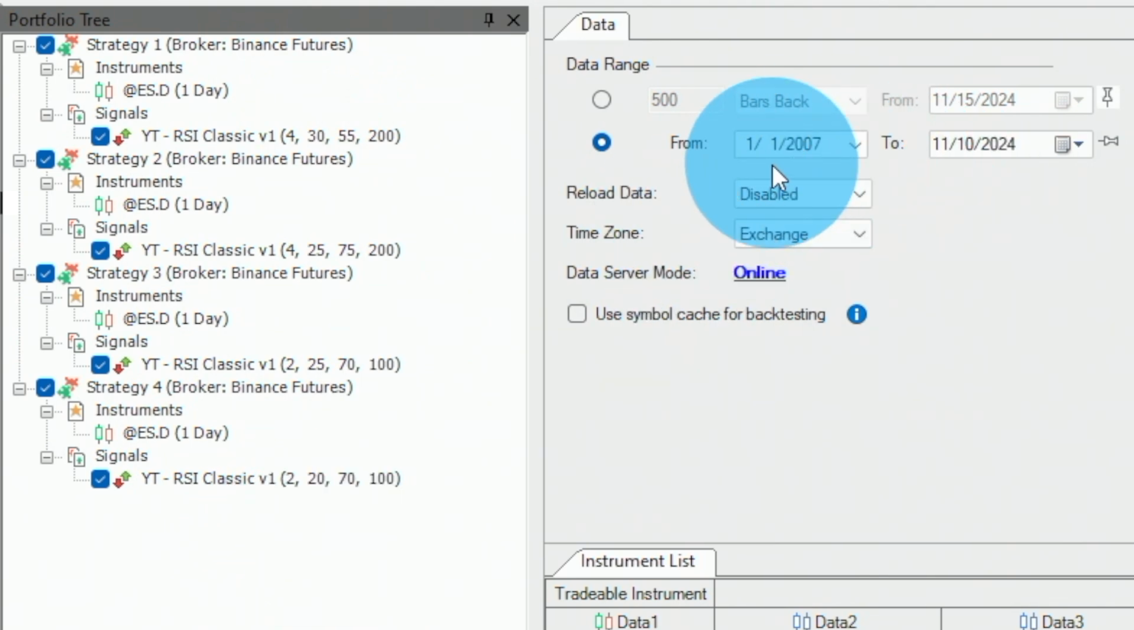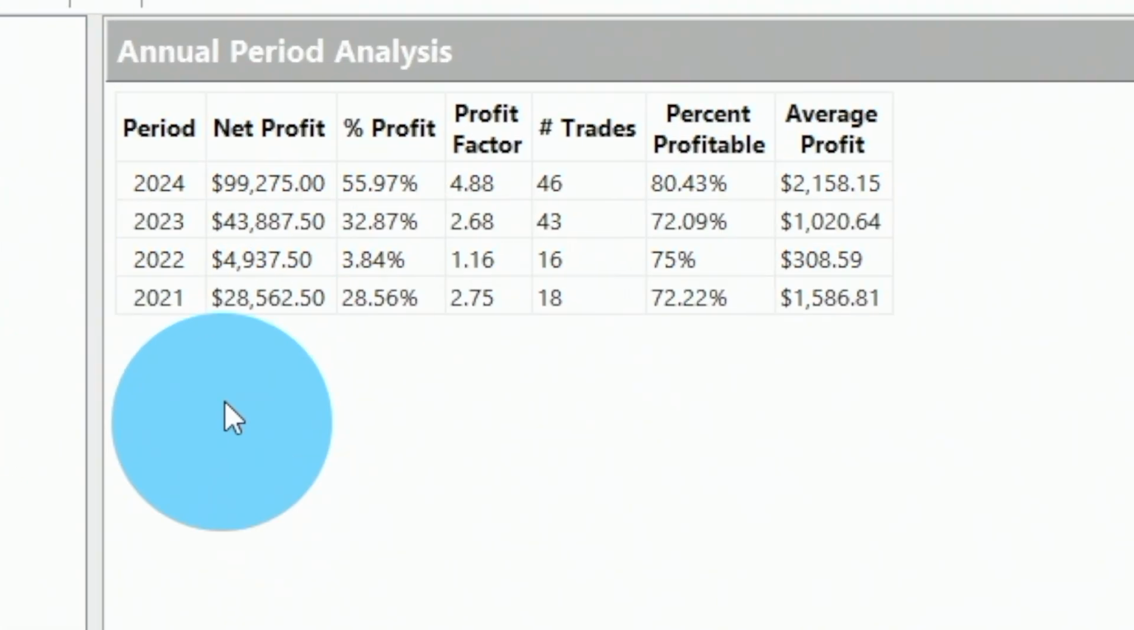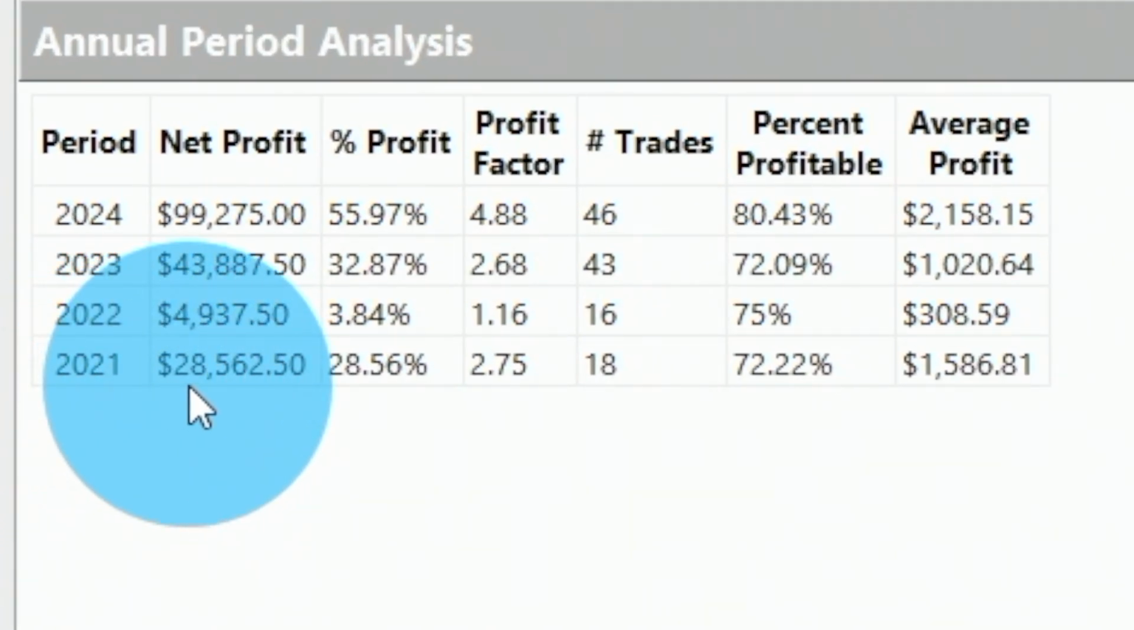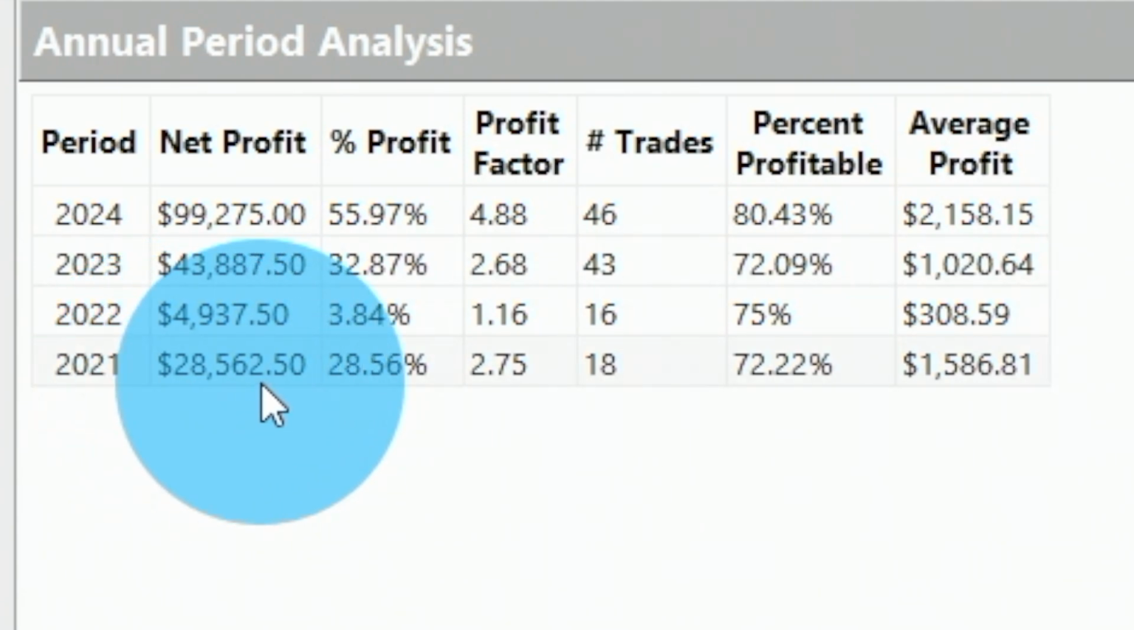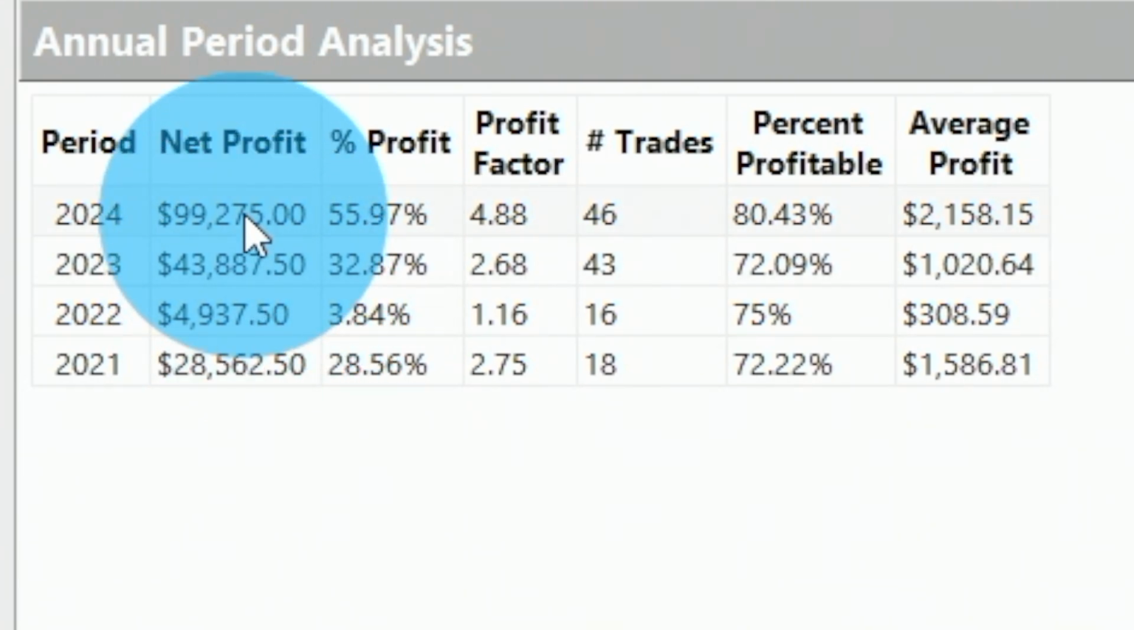Now we are going to backtest since 2007, but in the code I put the execution since September 1st, 2021. And this is our beautiful curve. We make about $175,000. And we can see the annual analysis here. So 2021, this is since September, so only 4 months. We made $28,000 in 2021, last 4 months. And then 2022, we made $5,000. 2023, we made $43,000. And so far this year, up to the second week of November, we made about $100,000.